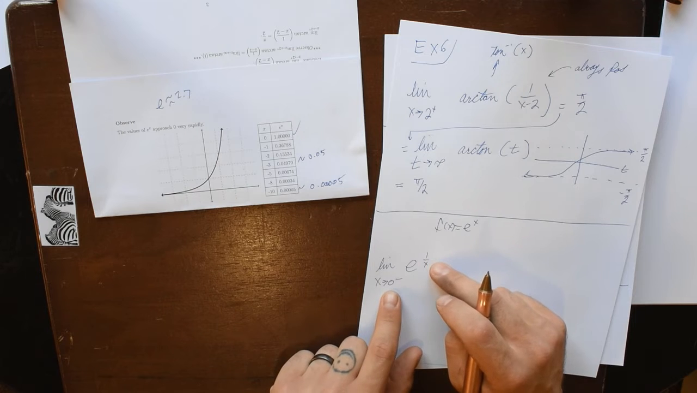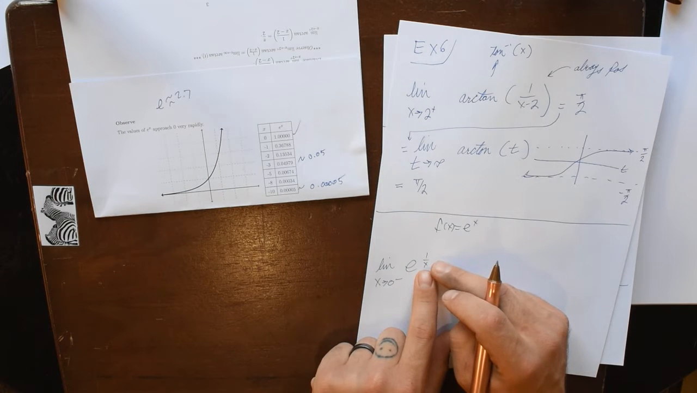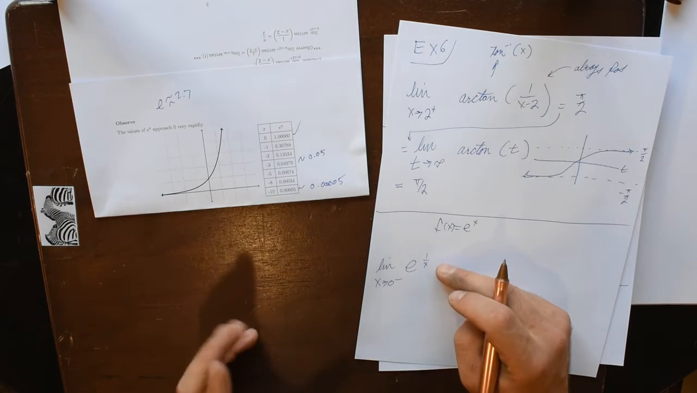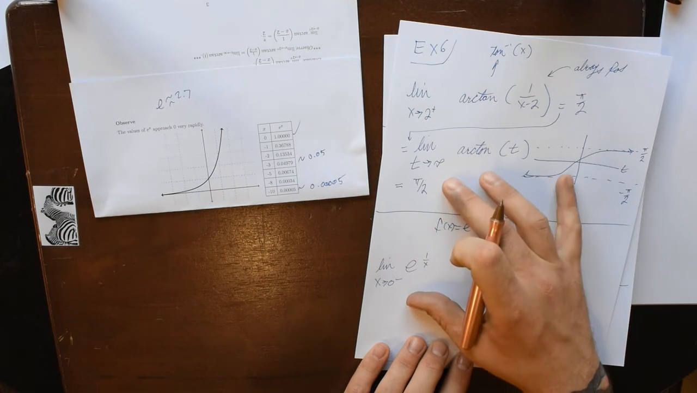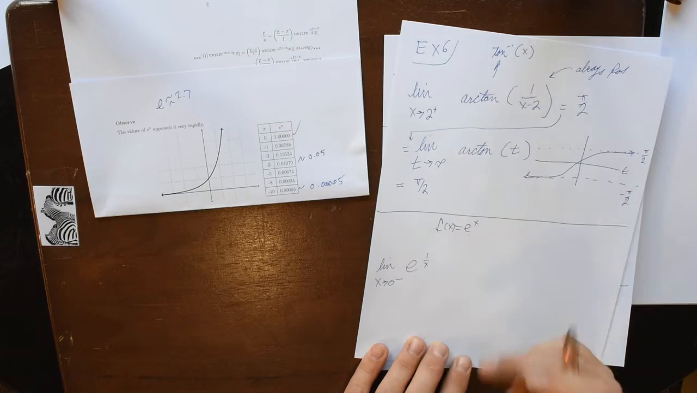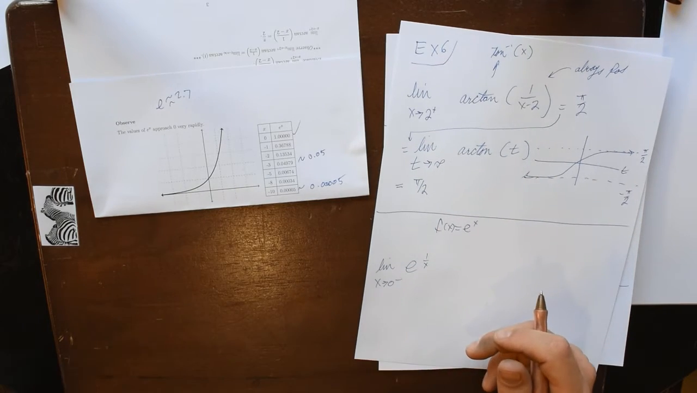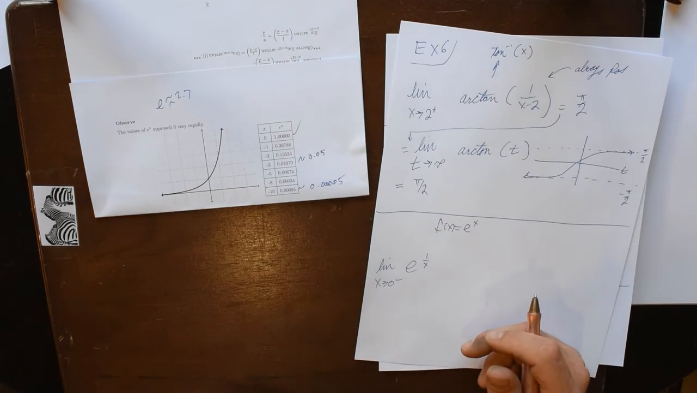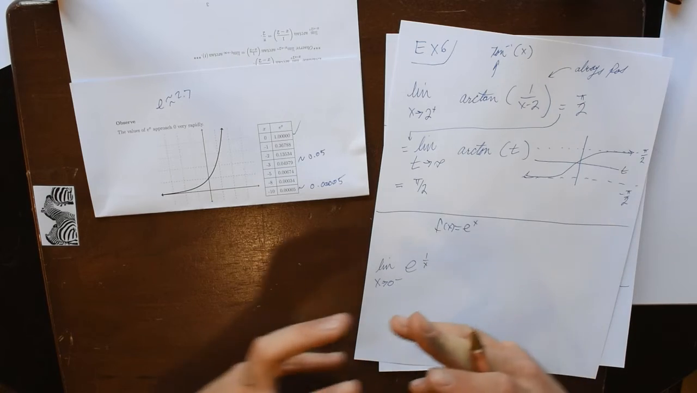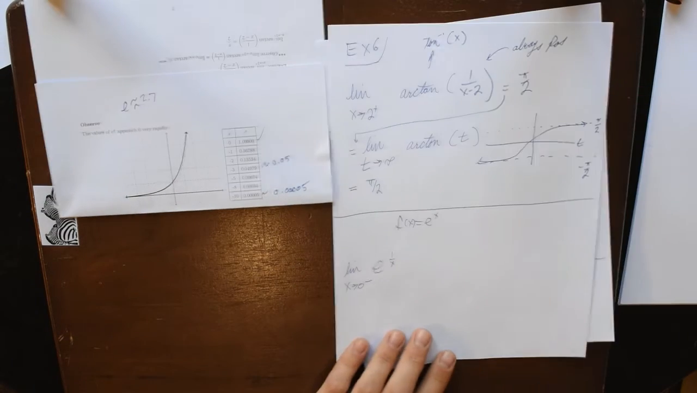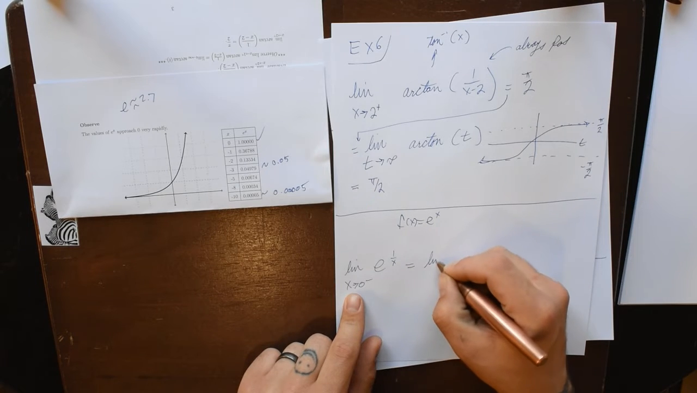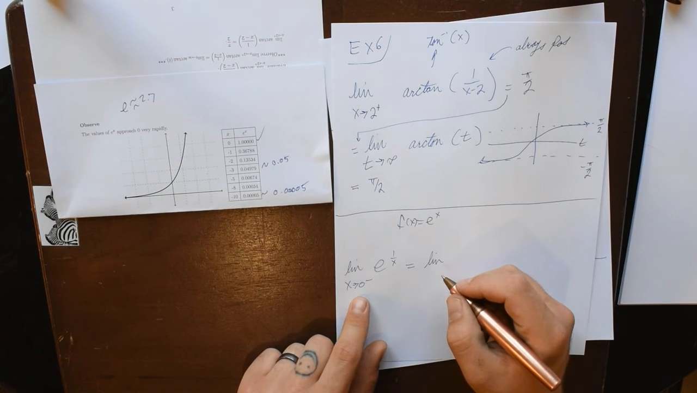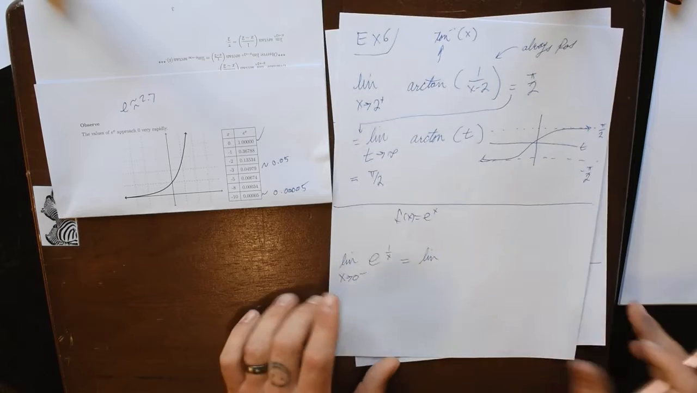1 over x as x gets really small, as the denominator gets smaller and smaller, the number as a whole is going to get bigger and bigger and bigger. But since we're approaching from the left, all of our numbers are going to be negative. So we're going to get big in a negative direction. So this limit is the same as the limit. We chose t last time.